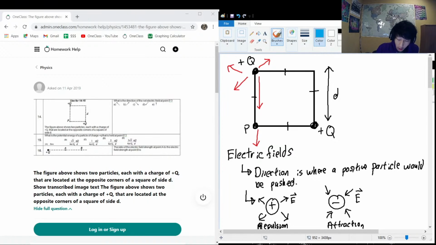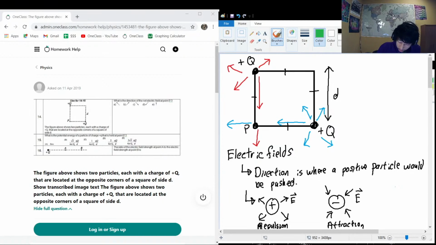And for the bottom right corner Q, it's giving out an electric field in all directions in the same way, and it's all outwards because it's a positive charge. And what point P is going to experience is just the electric field pointing towards the left. Okay, so that's the situation that's going to be happening here.